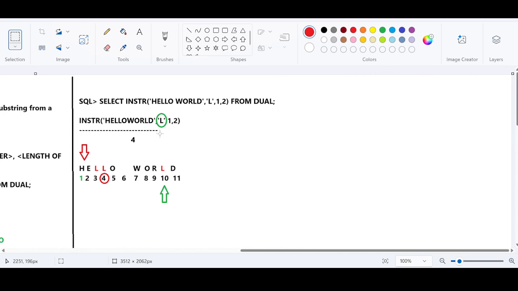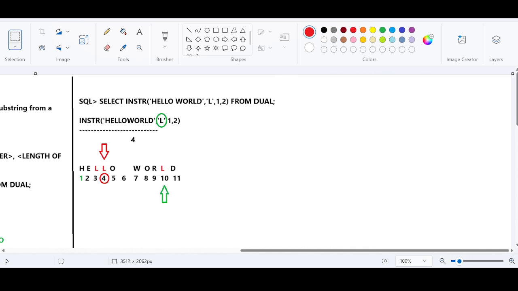So these are the 4 parameters allowed. You specify which character's occurrences you want to find. In our example, it is L, right? After fixing this, you start taking the position. Let's start from the first position. If not, let's start from the fourth position. From the fourth position, I want to find the occurrences of L. How many occurrences? 2 occurrences.